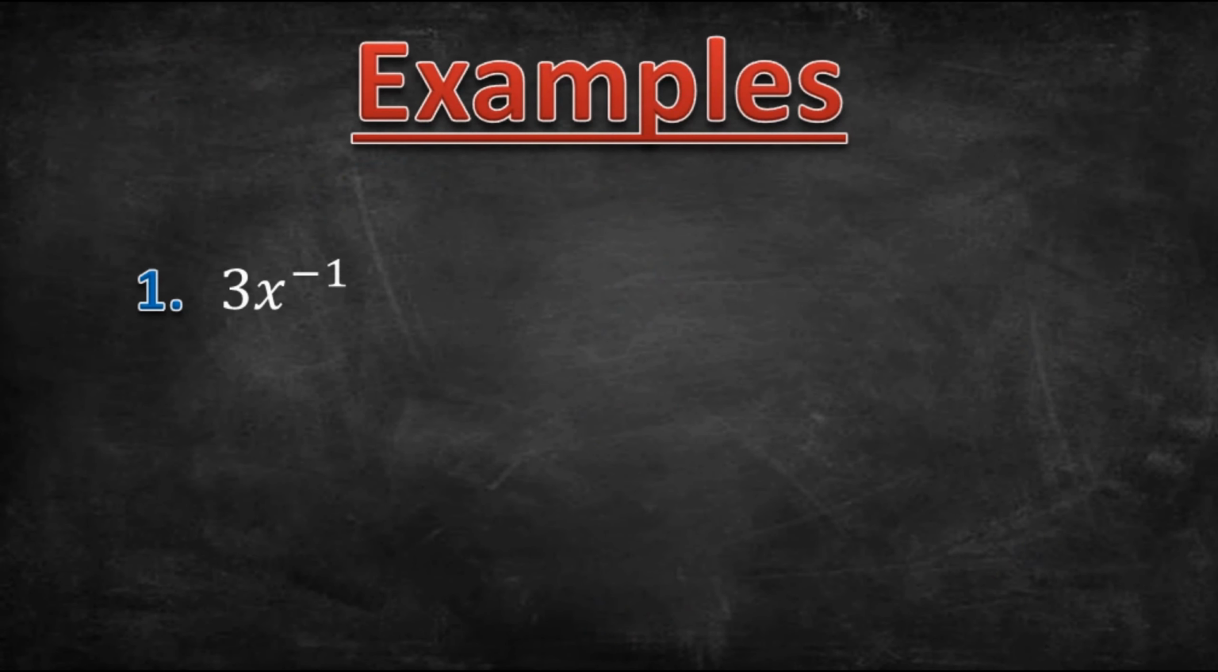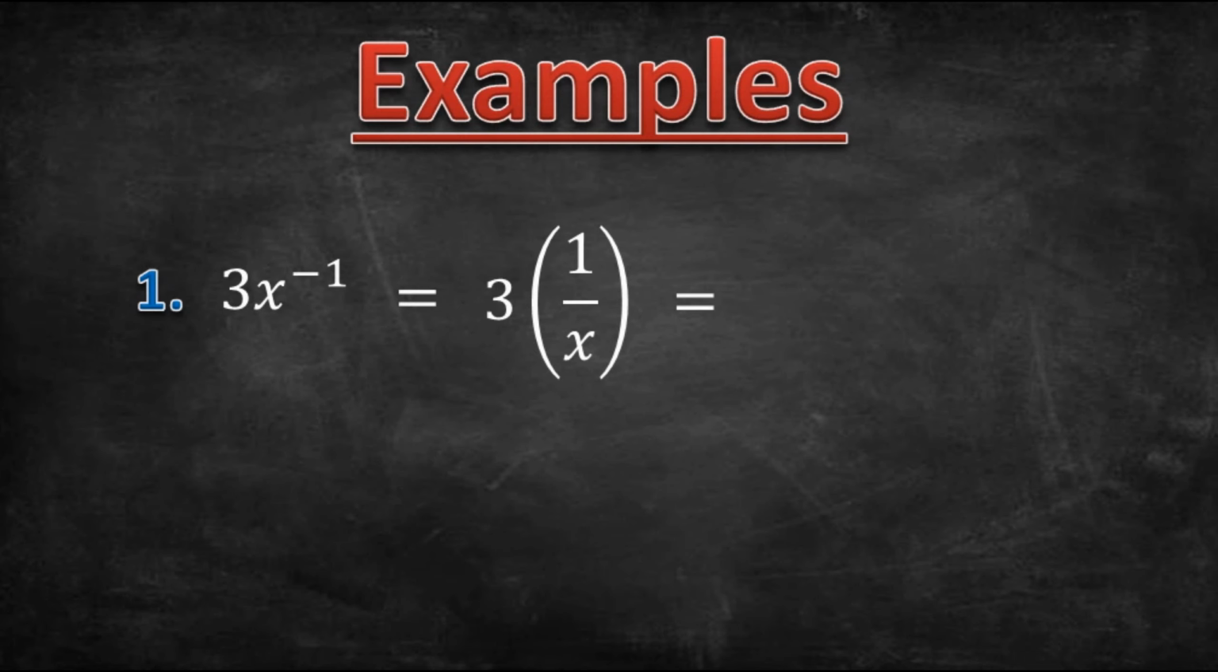Here we have 3x to the negative 1. The first thing to note here is that the power of negative 1 applies only to the x and not to the 3. So using law 6, we can write x to the negative 1 as 1 over x. So we have 3 times 1 over x.